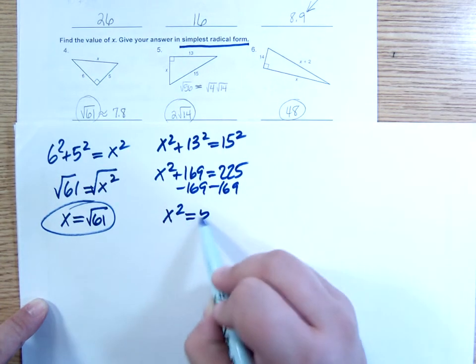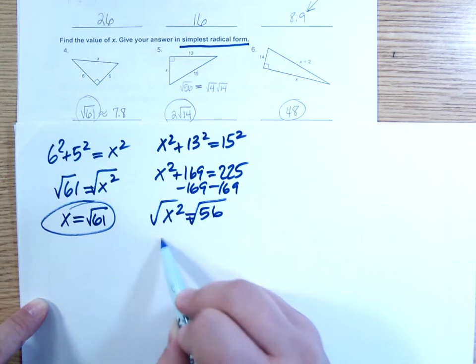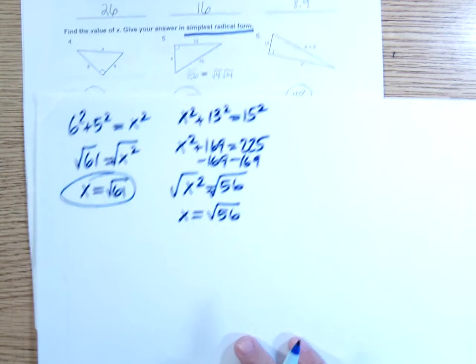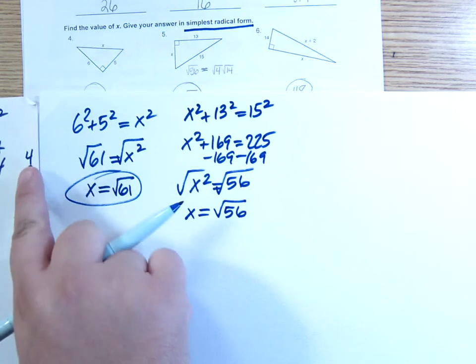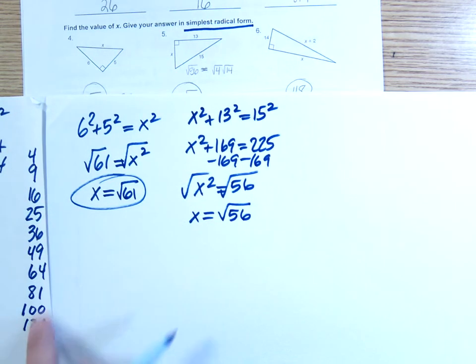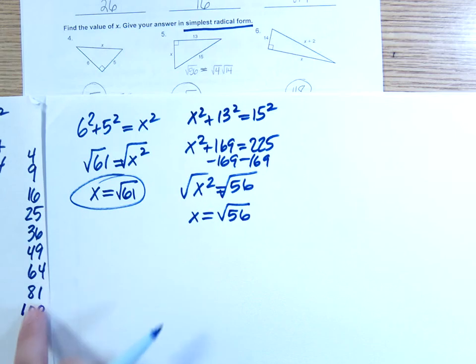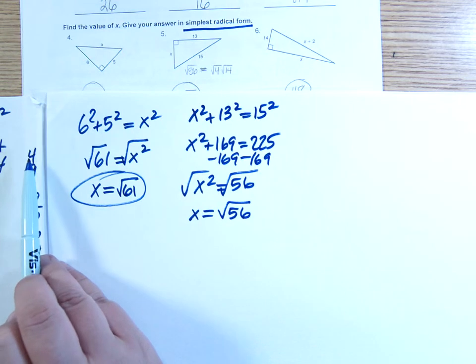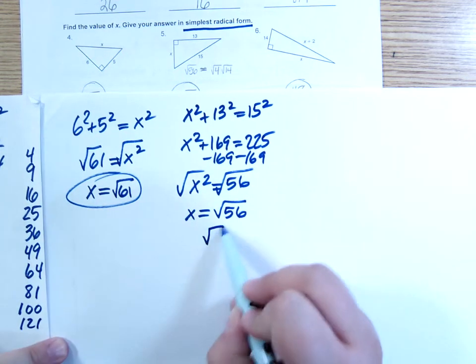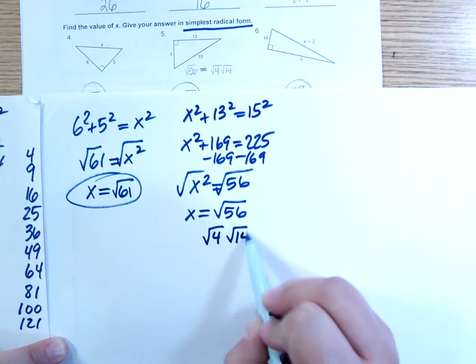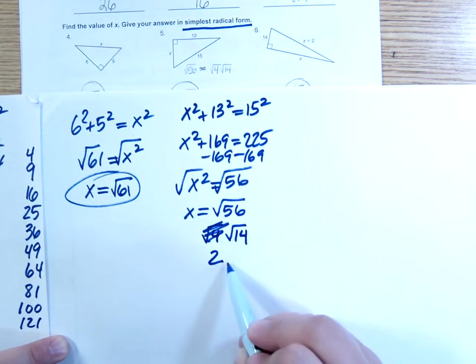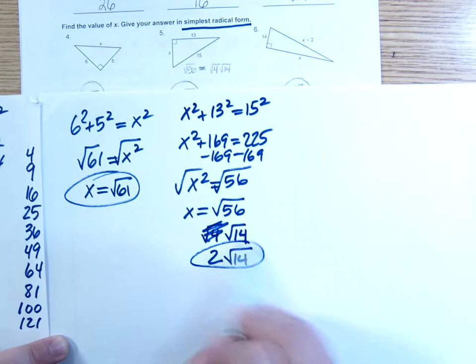X squared is 56. Okay, so x is the square root of 56. And I have to look, once again, it's always back to this list. I'm looking at my perfect squares and thinking, are any of these factors of 56? That would be a yes on 4. 4 goes into 56 14 times. So I say this is 4 times 14, and the square root of 4 is 2. So I just replace that with a 2, and that's my answer.